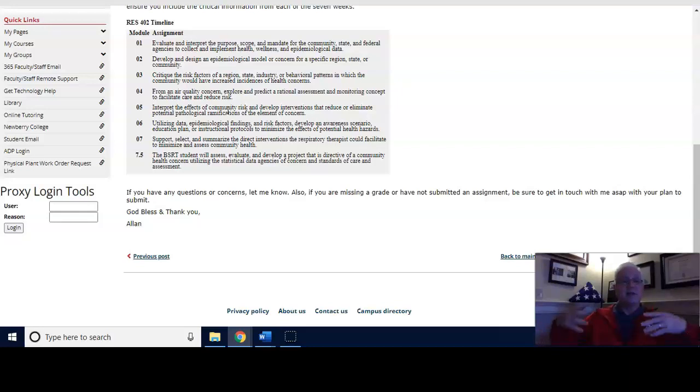Use those epidemiological findings that you've identified through your research this semester and develop an awareness scenario. So how would you make the community aware? What would be the education plan? Is there an instructional protocol? All geared towards minimizing any kind of potential health hazards.